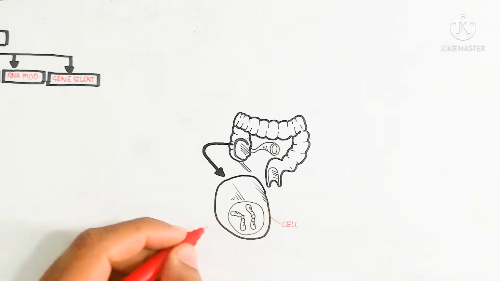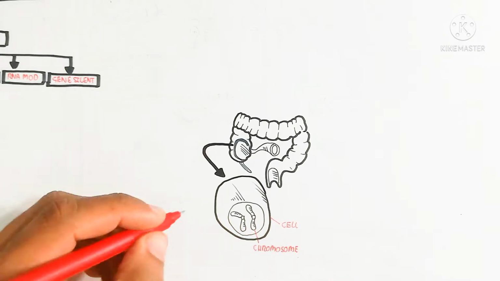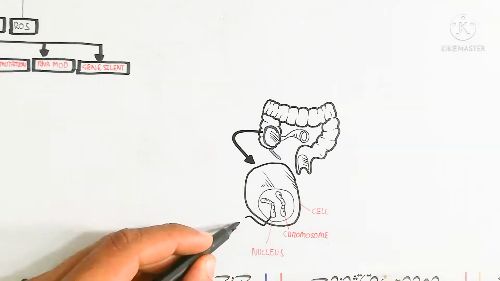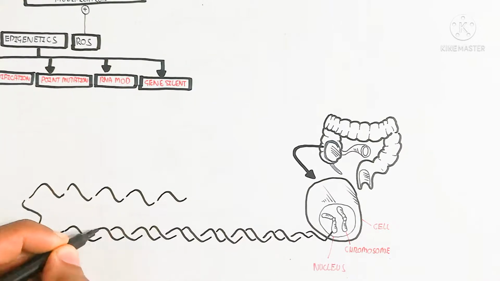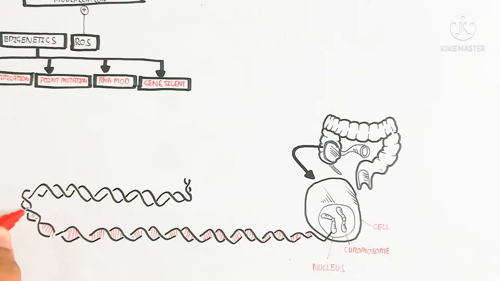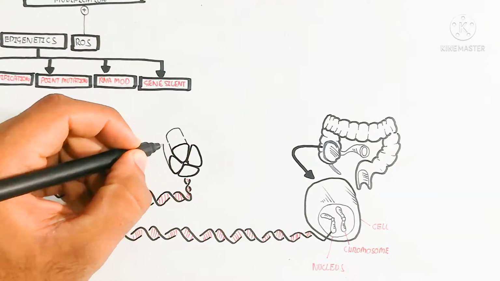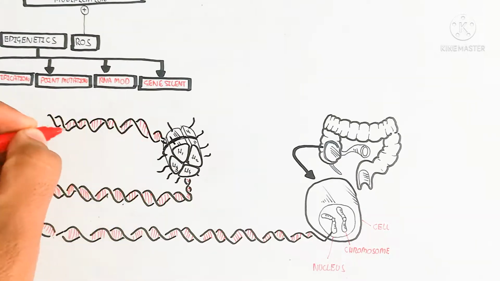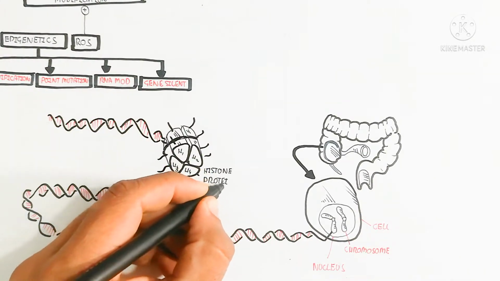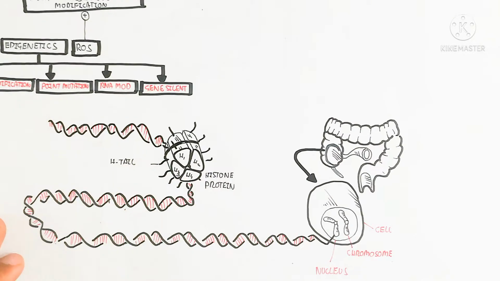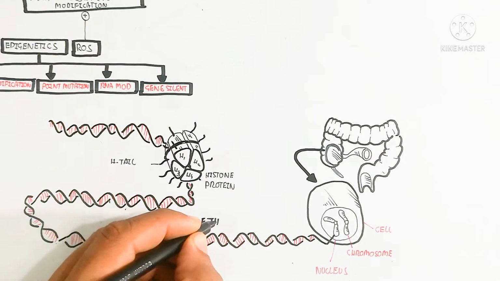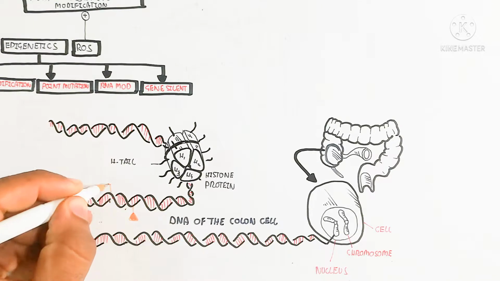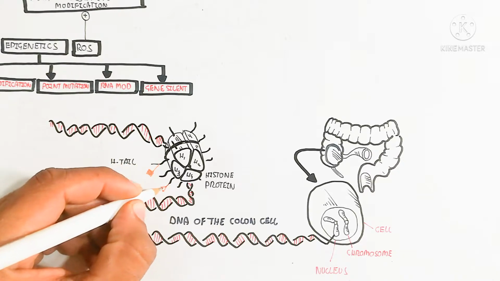So here I am drawing the colon cell for understanding. Here is the nucleus and the cell. The nucleus contains chromosomes. This chromosome contains DNA wrapped around the histone protein. The histone protein modification known as methylation is known as epigenetics, and due to the methyl group addition, different types of histone tails and histone proteins, which have eight subunits, are known as nucleosomes. So this is the DNA of the colon cell.